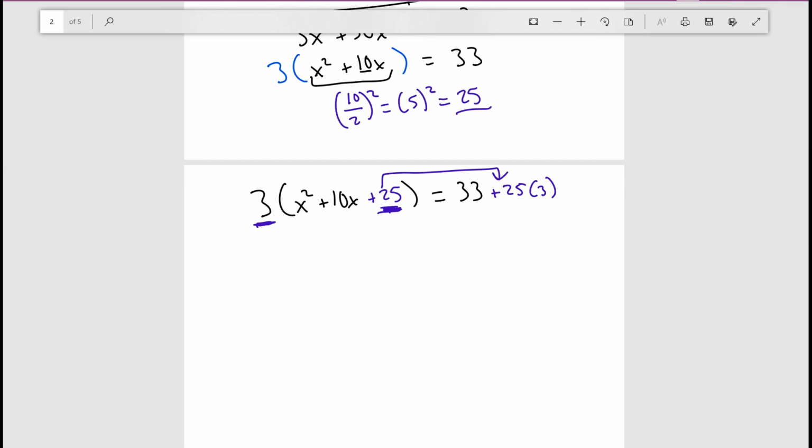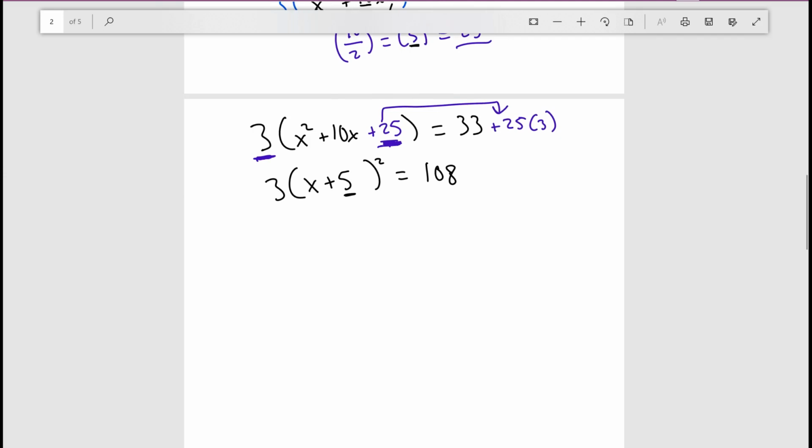So you're going to have 3. This is now going to be a perfect square, x plus 5 whole quantity squared. Okay, notice that the middle term was just here. And then you're going to take 33, add it to 25 times 3, and that's going to give me 108. Okay, now all I got to do is just solve for this problem.